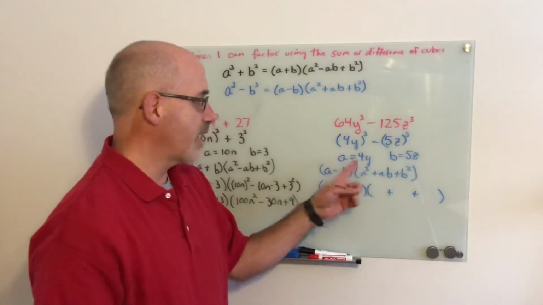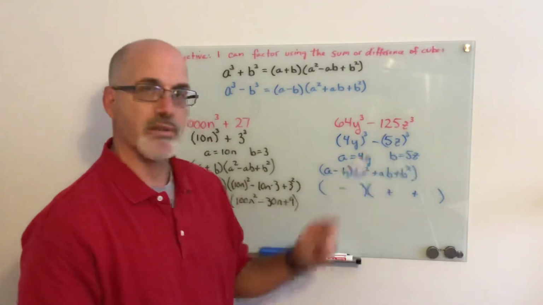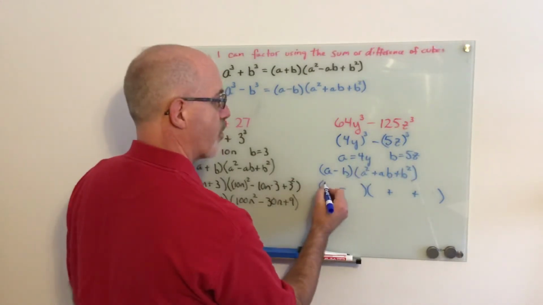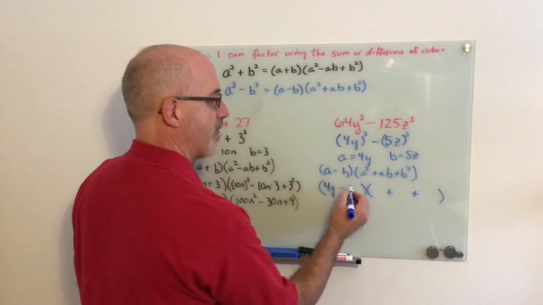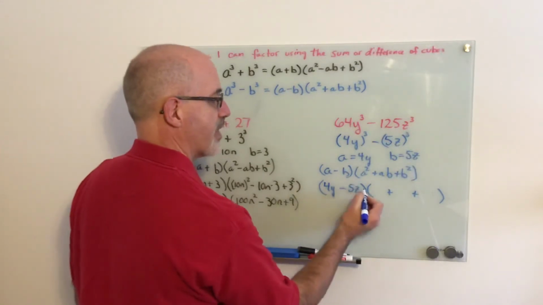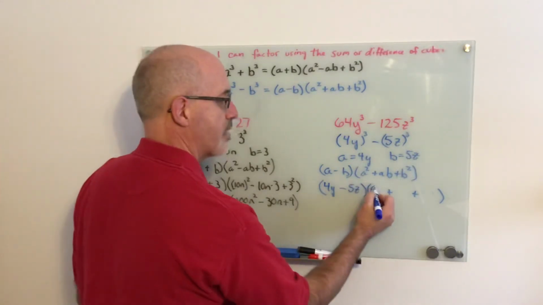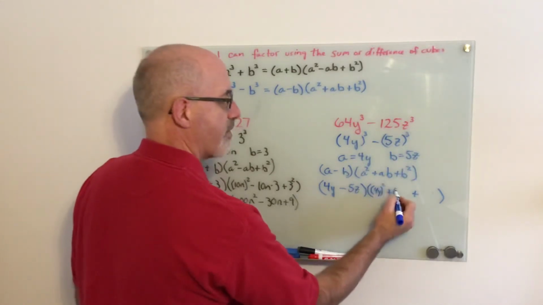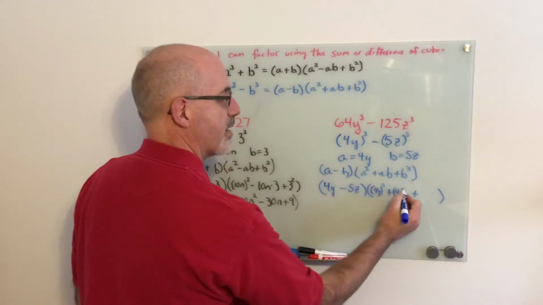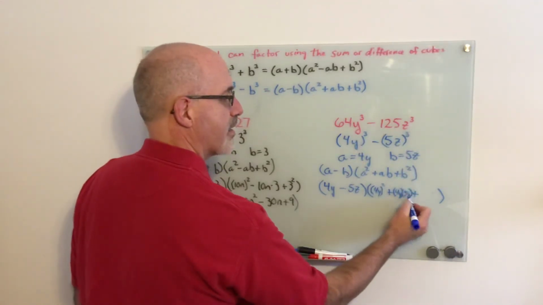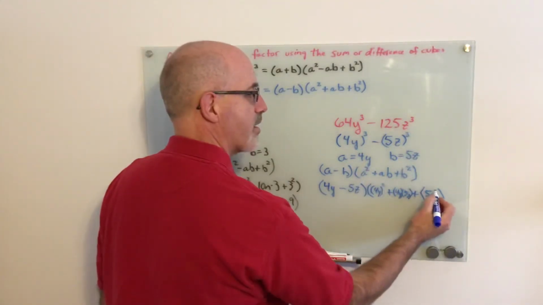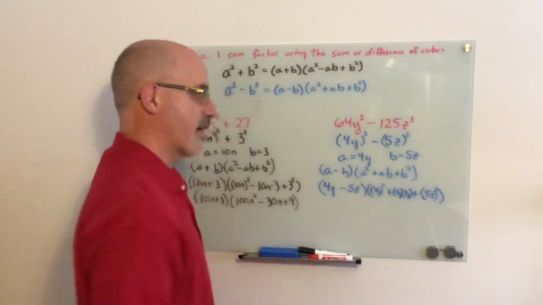Now wherever there's an a, I'm going to put in a 4y. Wherever there's a b, I'm going to put in a 5z. So this is going to be a 4y minus 5z. Then I'm going to have a 4y squared. And here I'm going to have 4y times 5z. And then lastly, I'll have the 5z squared. So square that entire term.